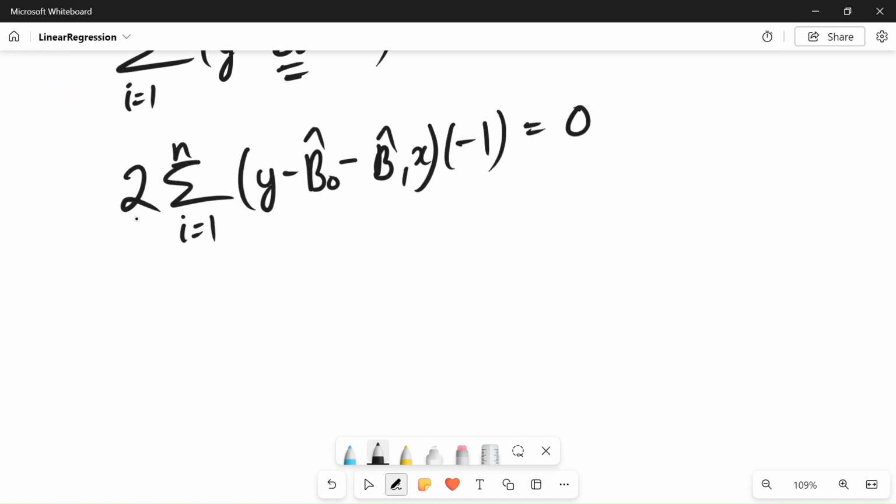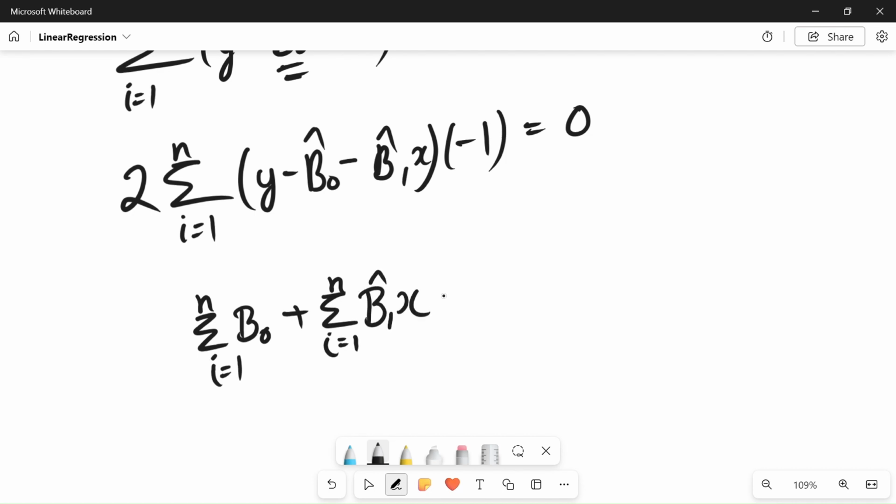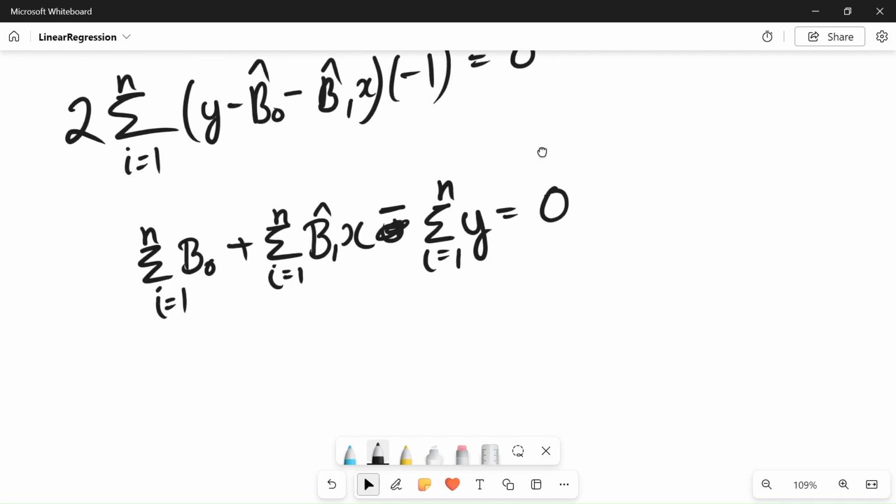Now we will bring 2 to the other side and it will get cancelled out, and what you'll be left with is the summation from i equals 1, and I've multiplied this minus 1 into this equation. So these two will turn positive and this will turn negative, right? So beta naught plus the summation from i equals 1 to n of beta 1 x. Beta 1 is obviously a constant, so it will come out. Okay, this is what we'll get, right?